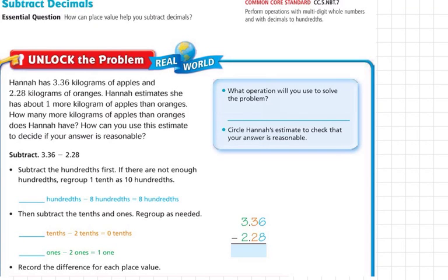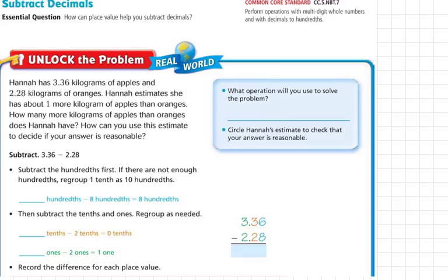Students, in lesson 3.9, we are going to be subtracting decimals. So our essential question that will guide our study today is, how can place value help subtract decimals? This is something that we practiced yesterday, but now we're going to extend our knowledge to subtracting decimals. You'll see that there will be a pattern here. We're going to have to estimate, round, and then do the actual subtraction.